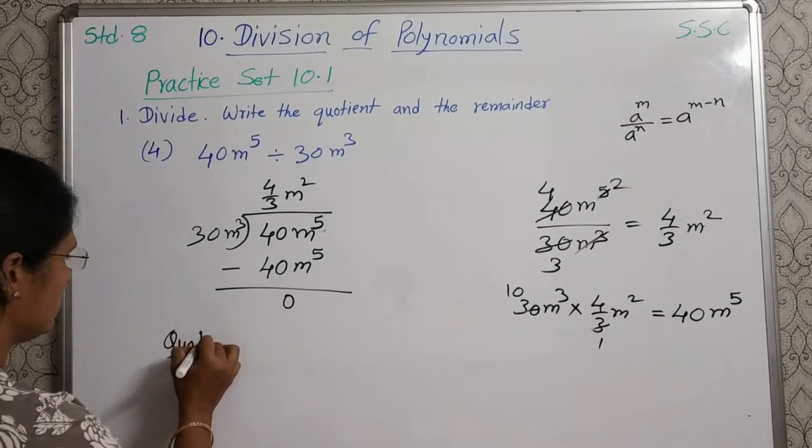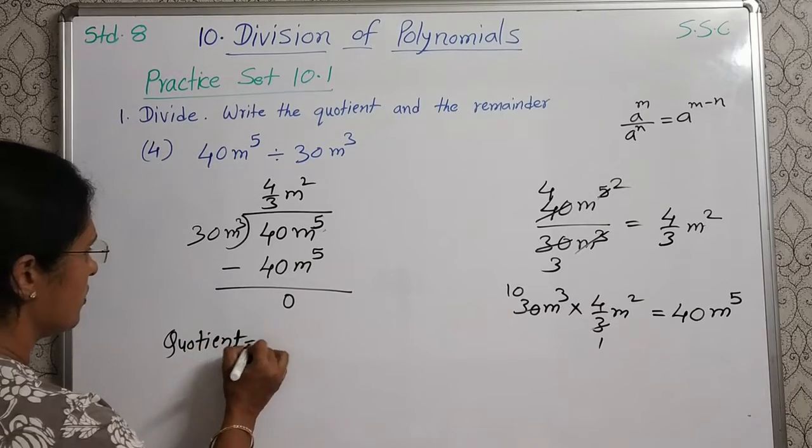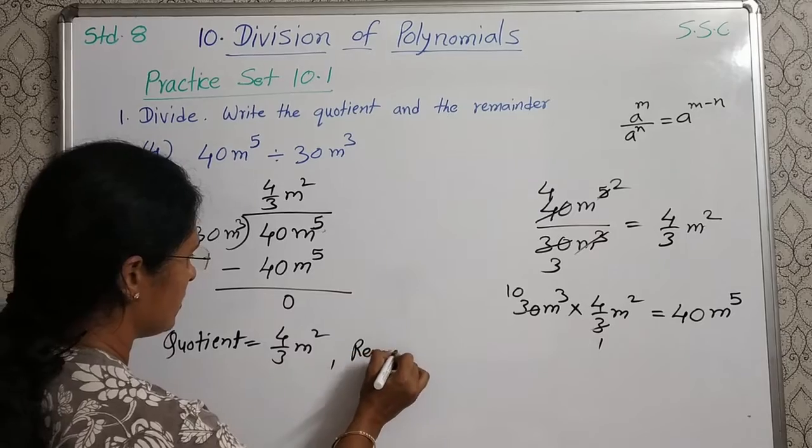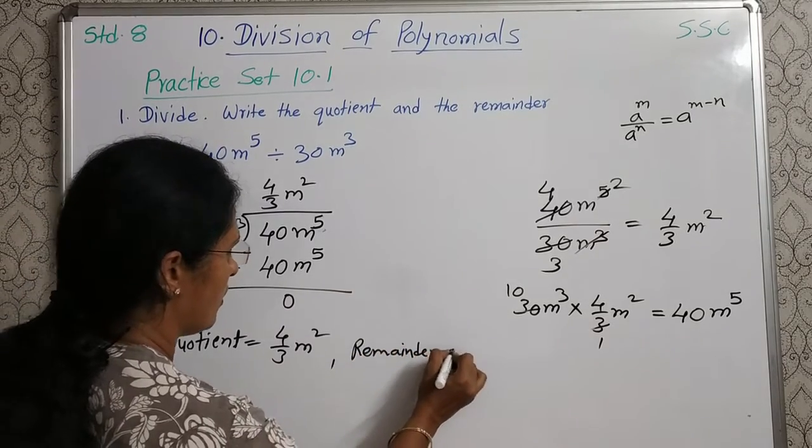Answer, quotient is equal to 4 by 3 m square and the remainder is 0.